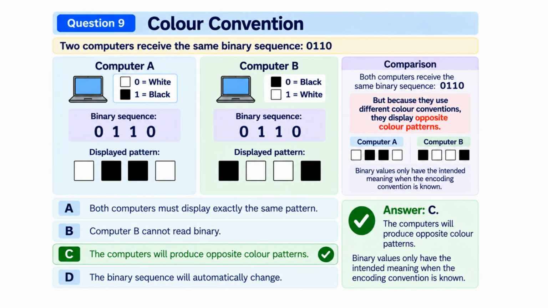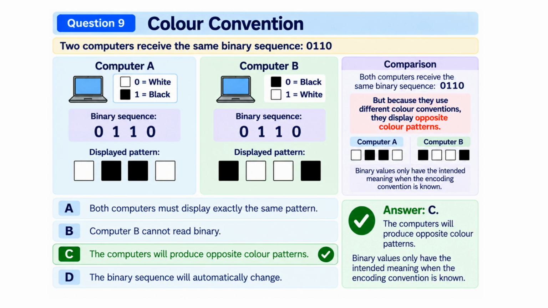Question 9. Color convention. 2 computers receive exactly the same binary sequence, 0, 1, 1, 0. But the 2 computers use different color conventions. Computer A uses 0 equals white and 1 equals black. So it displays white, black, black, white. Computer B uses the opposite convention. 0 equals black and 1 equals white, so it displays black, white, white, black.